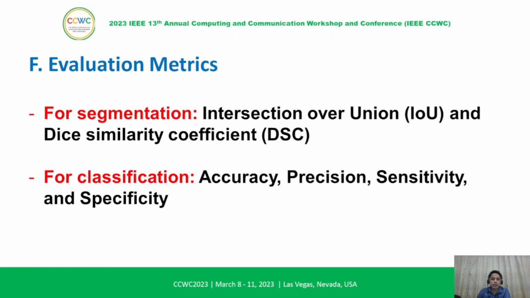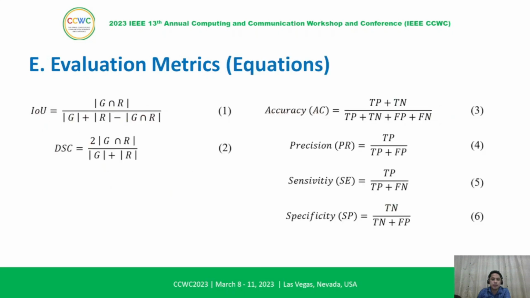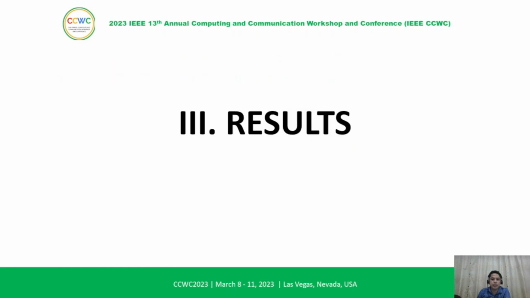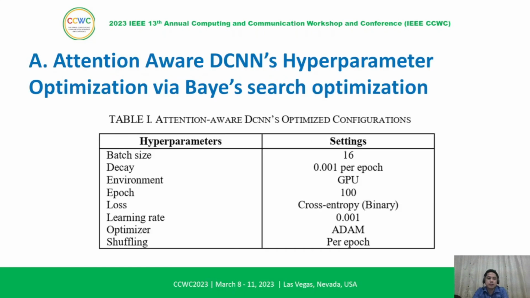So for classification, we use accuracy, precision, sensitivity, and specificity. These are the equations for our evaluation metrics. For the result, we optimized the hyperparameters of our deep convolutional neural network by Bayesian search optimization. If you want to replicate this research, these are the hyperparameters set on each specific convolutional neural network.